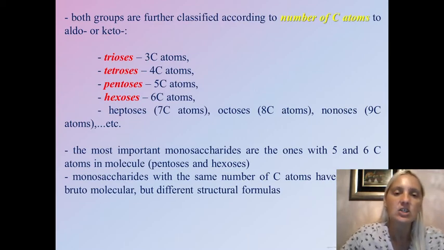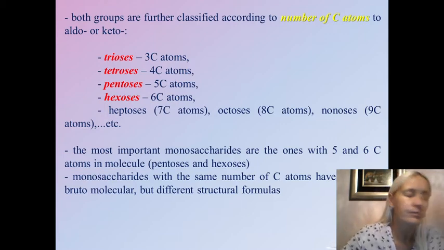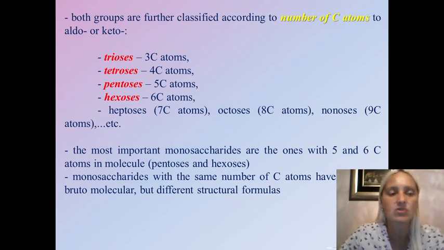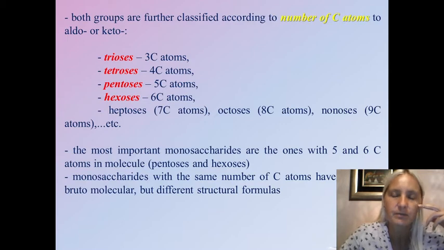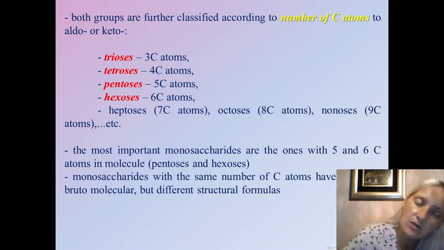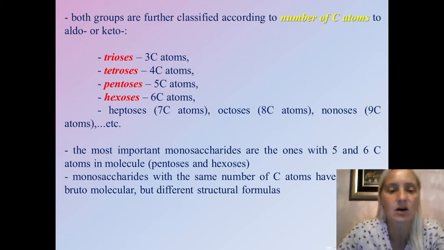The other classification is according to the number of carbon atoms. After the prefix aldo and keto, you can say trioses if they contain 3 carbon atoms, tetroses containing 4 carbon atoms, pentoses 5 carbon atoms, hexoses 6 carbon atoms, heptoses 7, octoses 8, nonoses 9, and so on. From the point of view of our metabolism, we have trioses, tetroses, pentoses, hexoses, and those marked with red are the most abundant ones in our organism, but definitely the most important are those with 5 and 6 carbon atoms in the molecule.